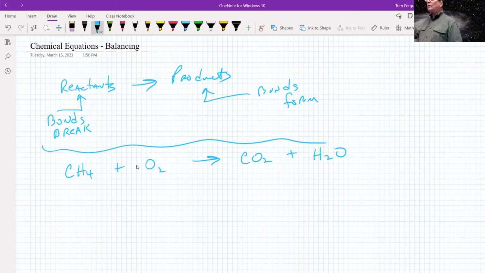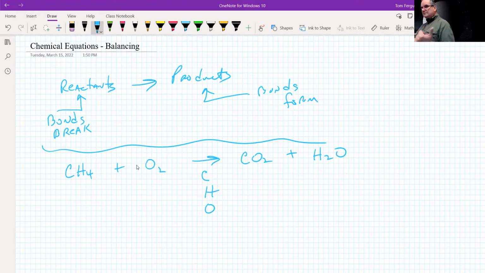So the first thing we're going to do is take an inventory of all the elements. We've got carbon, hydrogen, and oxygen. We are not going to create an element or destroy an element. So what we start with, we're going to end with, only rearranged. How many carbons do I have on the left? 1. How many on the right? 1. So we have balanced carbons.